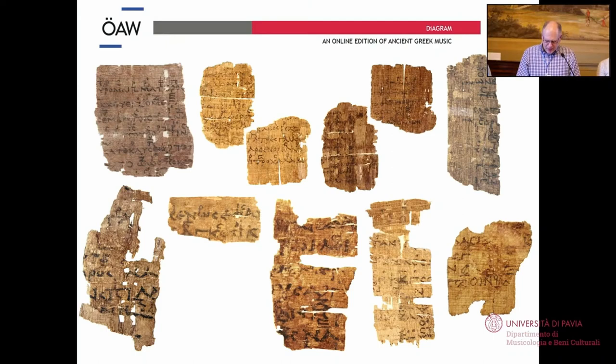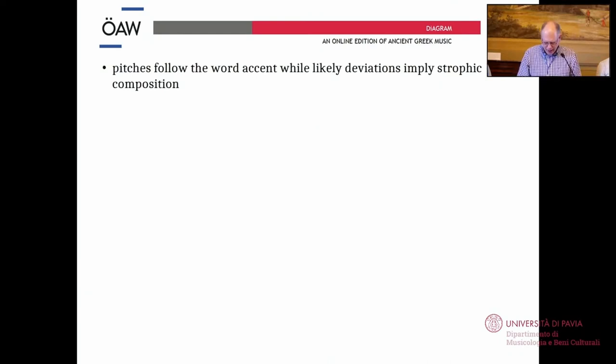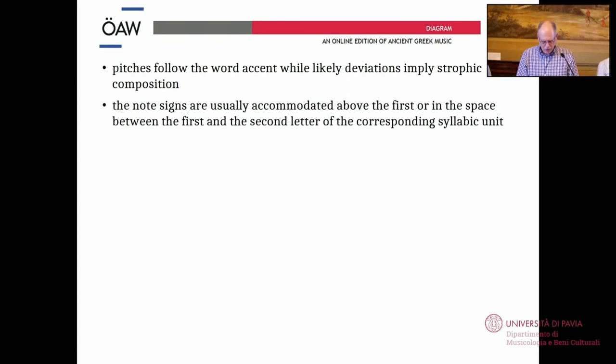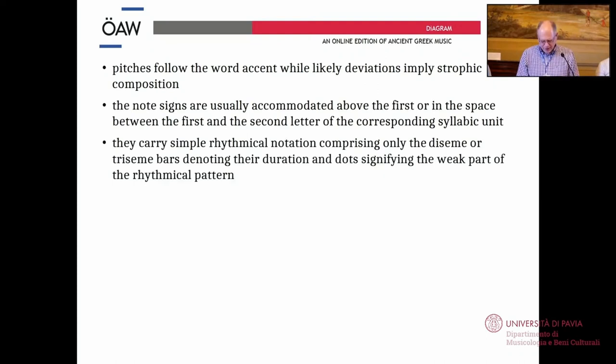The fragments are dated around 200 BC, and concerning their notation, they share the characteristics we meet in the early musical documents. Pitches follow the word accent, while likely deviations imply strophic composition. The note signs are usually accommodated above the first or in the space between the first and the second letter of the corresponding syllabic unit. They carry simple rhythmical notation comprising only the disem or trisem bars denoting their duration and dots signifying the weak part of the rhythmical pattern.